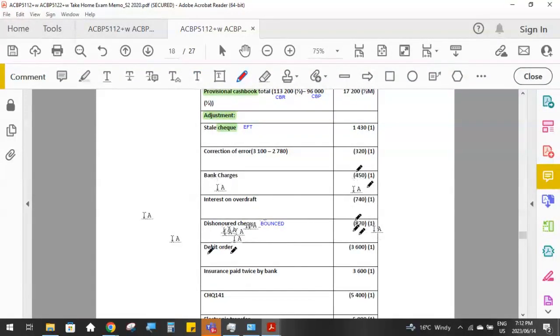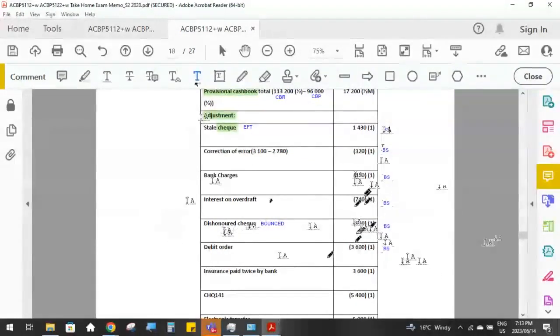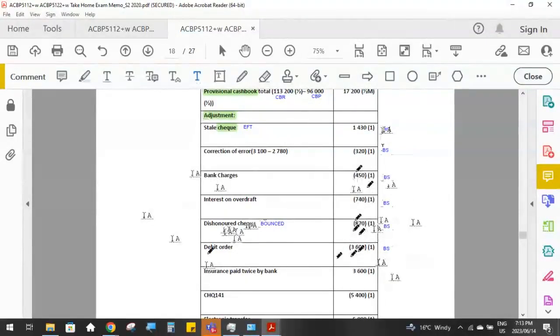Then on our bank statement also, there's a debit order that we must record. So you'll see that most of these are corrections we've picked up from the bank statement. The bank charges would have come from the bank statement, the interest on the overdraft, the dishonored check, the debit order, and the stale check also, we would have picked that up in the bank statement. So at the end of the month when we receive the bank statement, we then make these adjustments that were not yet recorded in our cash book receipts or cash book payments.